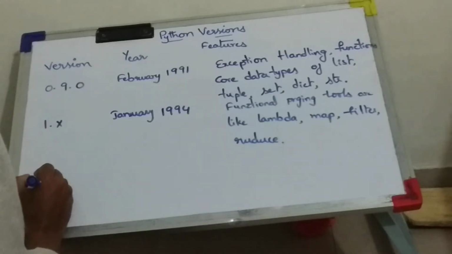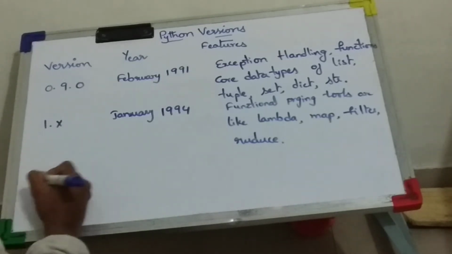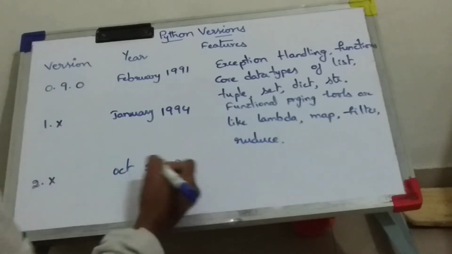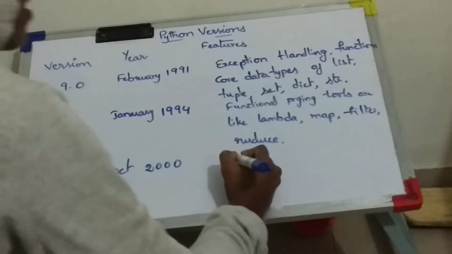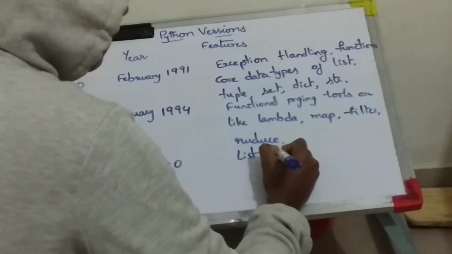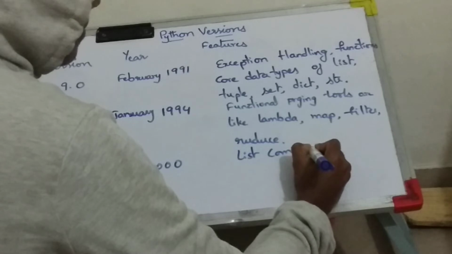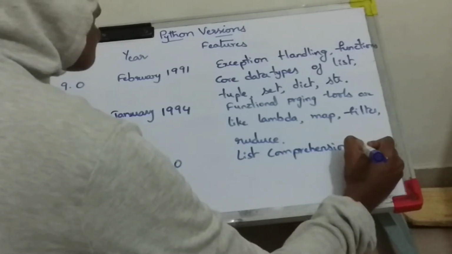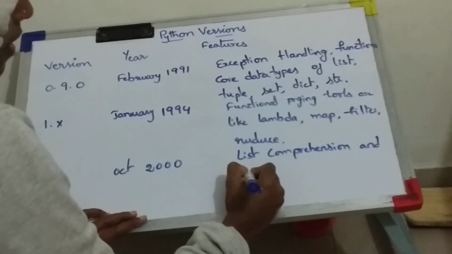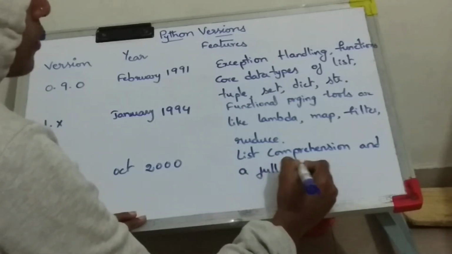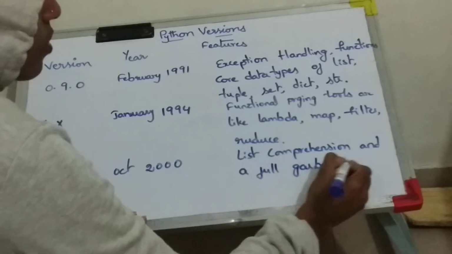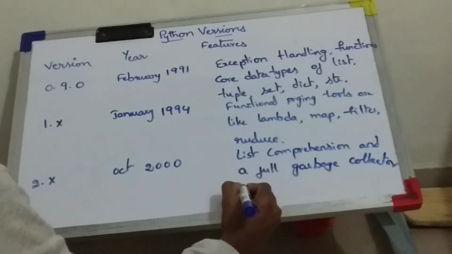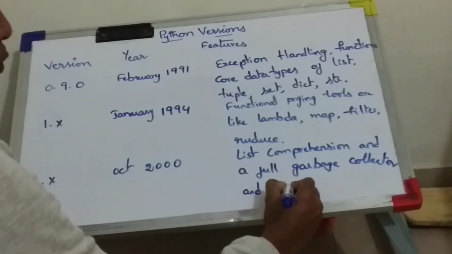The next version is 2.x. This is October 2000. This version has list comprehension, a full garbage collector, and support for Unicode.